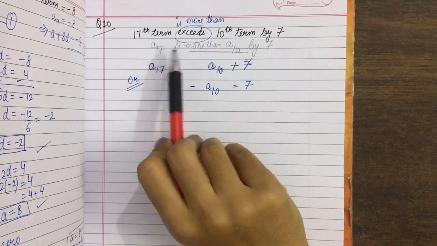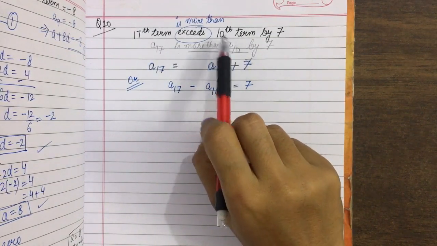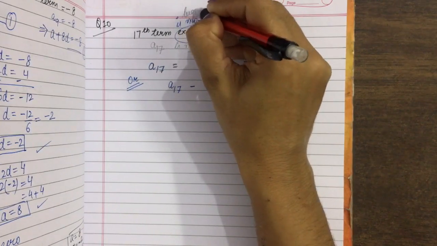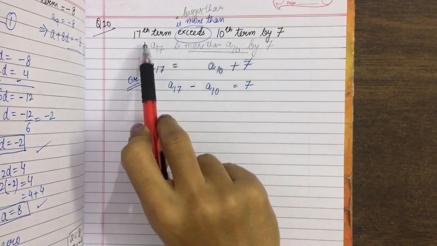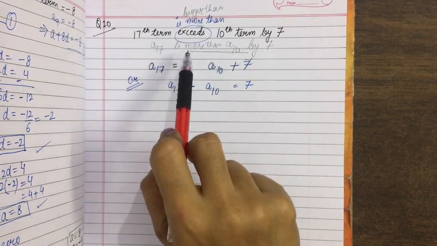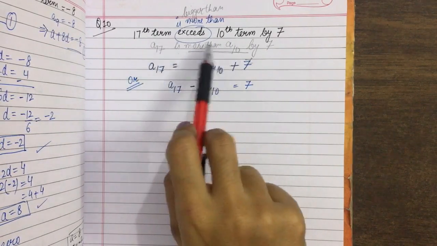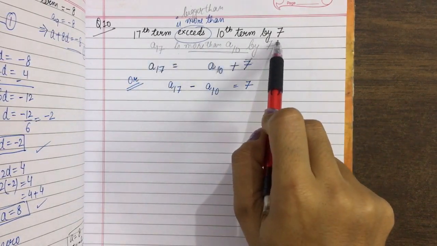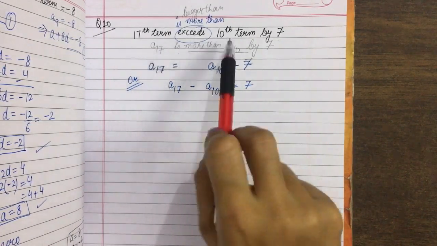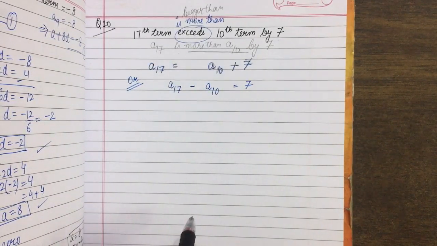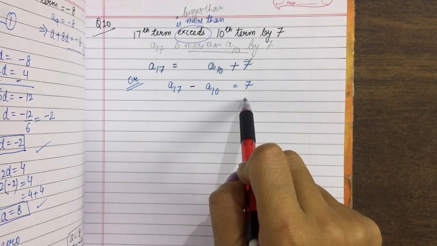When we say that 17th term is more than 10th term, it can also mean that it is bigger than the 10th term. So there are two terms. One of the terms is bigger and the second one is smaller. And how much bigger this term is, is given as 7. So simply stating, we could mean that the difference between the two terms is 7. The bigger term minus the smaller term, the answer is 7.